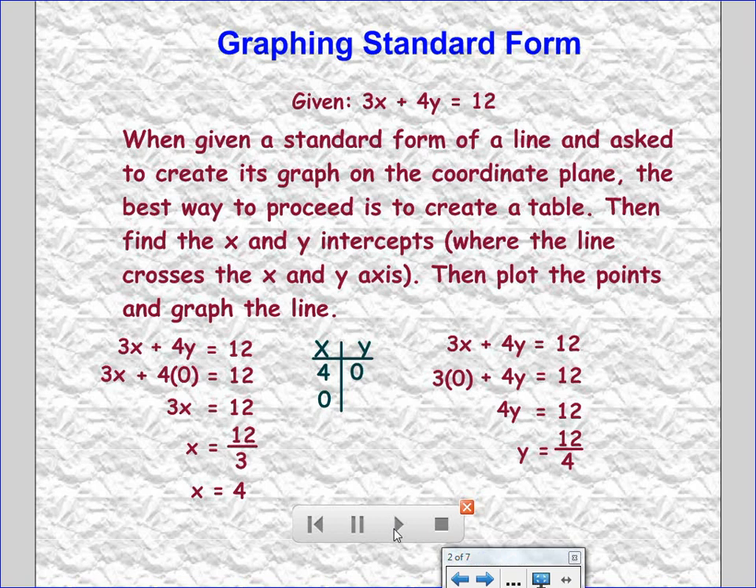And then we want to divide 12 by 4 to find y. And when x equals 0, y equals 3. Now we have 2 points. What do we do with these 2 points? Well, it says plot the 2 points and graph the line. So let's go on to our graph.